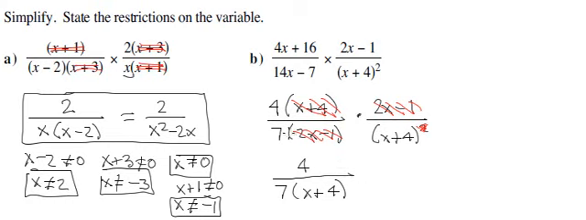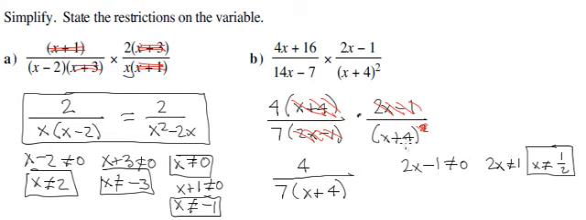Now restrictions. I'm going to use the factored version I had down here, and I'm just going to try to ignore the things that have been canceled out, because we have to use a version where nothing's been canceled. 7 can't equal 0, don't worry about it. We're going to get 2x minus 1 cannot equal 0. That means 2x can't be 1, which means x can't be 1/2. There's one number we must avoid.